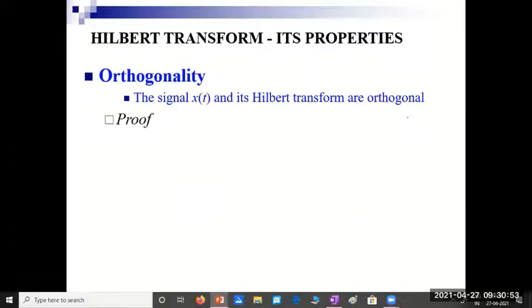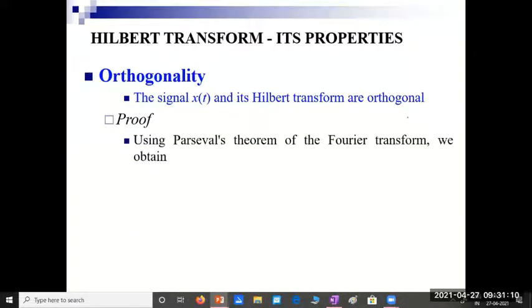Given a signal x of t, naturally its Hilbert transform x cap of t will be orthogonal to the given signal. Orthogonality means there is a 90-degree phase shift between the two signals. So that's what we are trying to do in Hilbert transform. So naturally they should be orthogonal. We need not prove this because that's the actual definition.